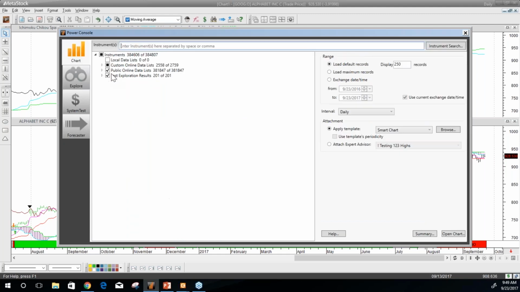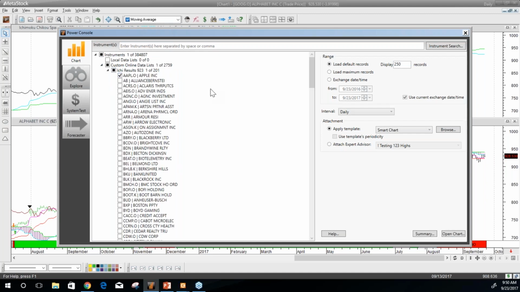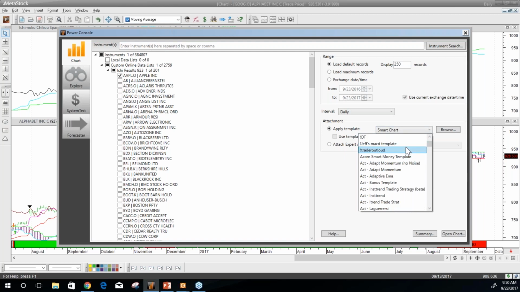Go back to the charting console here, and I'll go to that custom list. See, I've got it right here. It's the Ichi results. There are 201 securities that I can go through. I'm going to select Apple. Interesting, Apple came up today. I'm going to apply the Ichi template here.